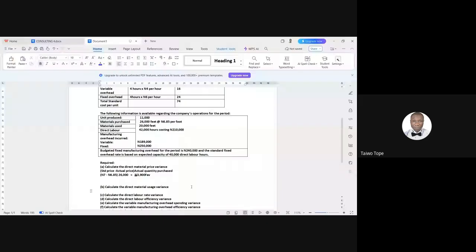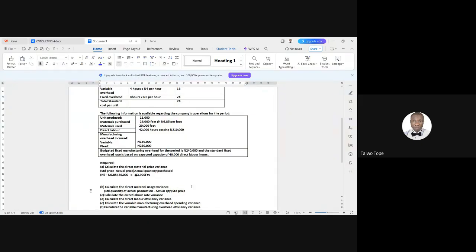Calculate direct material usage variance. The formula is what? Please help me with the formula I gave in the last class. Standard quantity of actual production, based on actual production, minus actual quantity, multiplied by standard price.